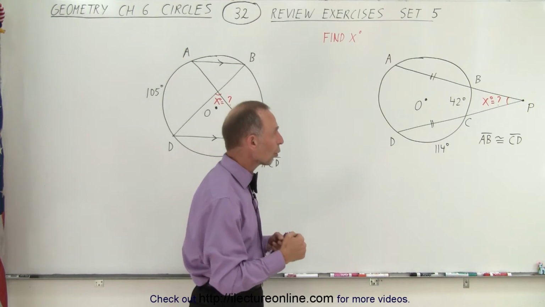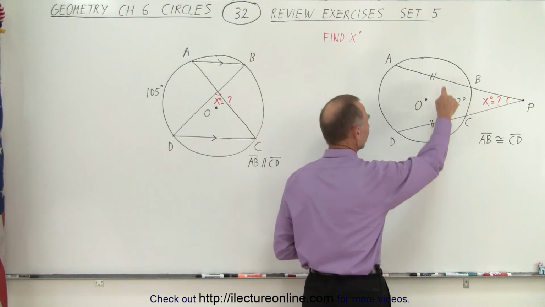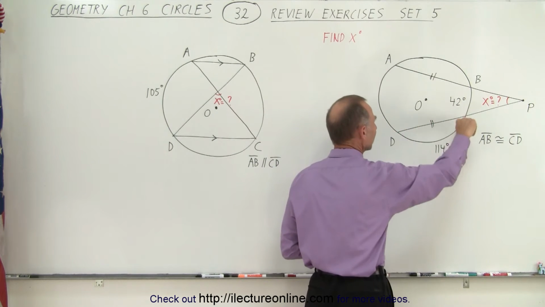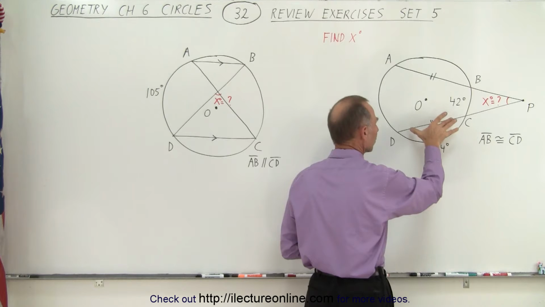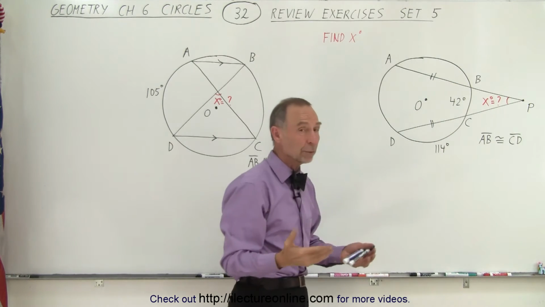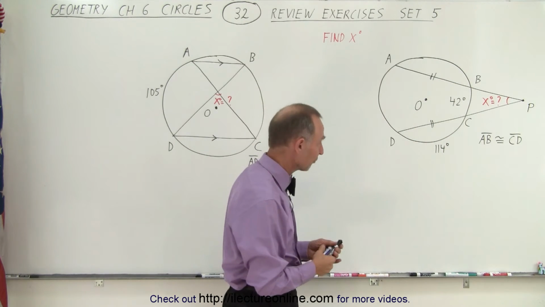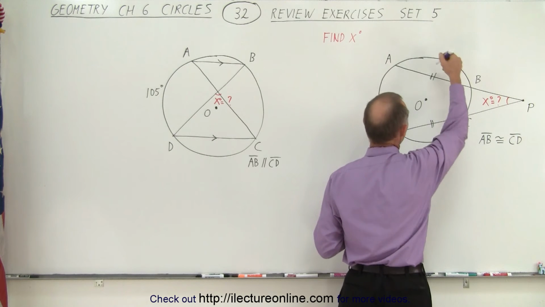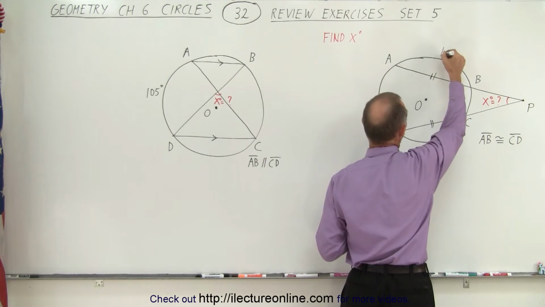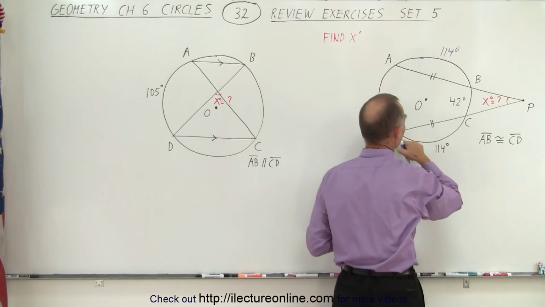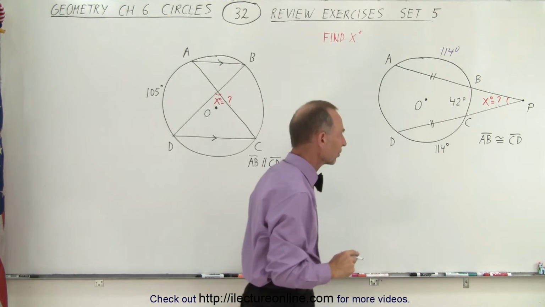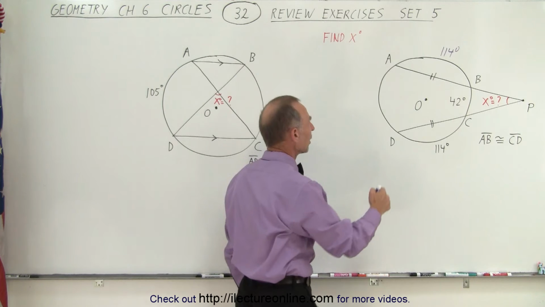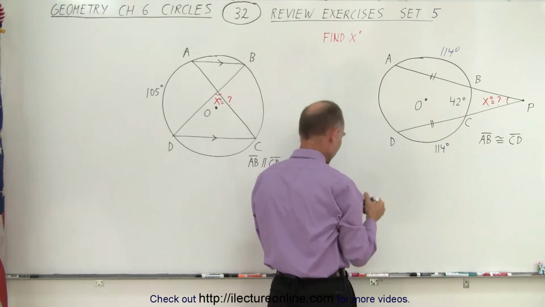So if I have two chords that cut through a circle and they have the same length, that means that the arc length associated with that chord must be equal if the two lengths are equal. So therefore we can conclude that the arc length measure from A to B must also be 114 degrees, because we know from D to C it's 114 degrees. Which means we can now easily find the measure from A to D.